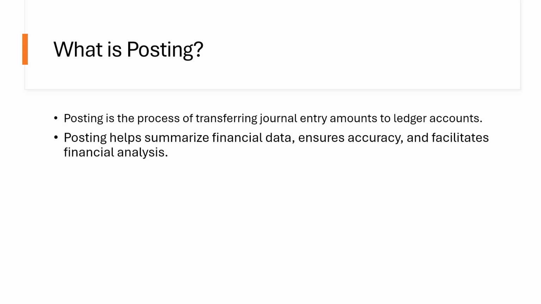Fundamentally, posting summarizes financial data recorded in the journals, sorted by account in the ledger. Secondly, it ensures accuracy. Posting ensures that all entries are properly recorded and that the accounting equation stays balanced. Thirdly, it facilitates financial analysis. With properly posted transactions, businesses can analyze cash flow, expenses, and revenue effectively. And posting is the bridge between recording transactions in the journal and preparing financial reports.